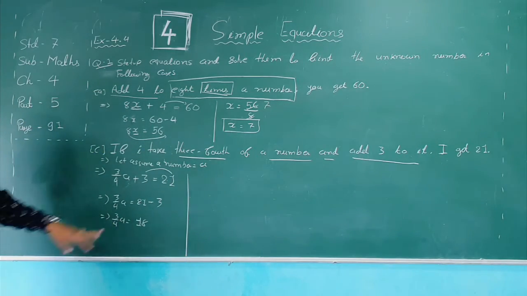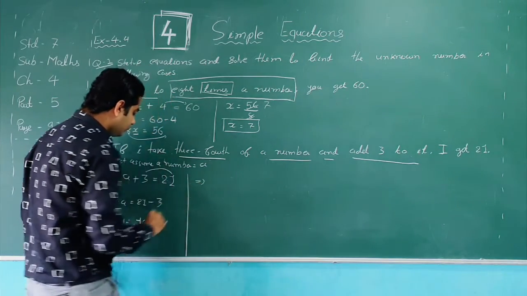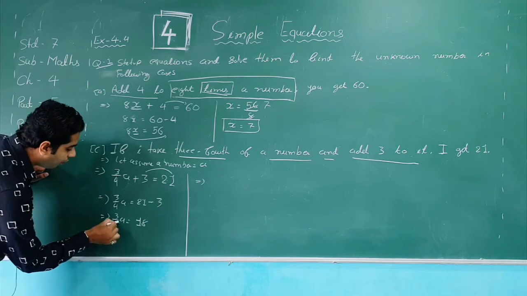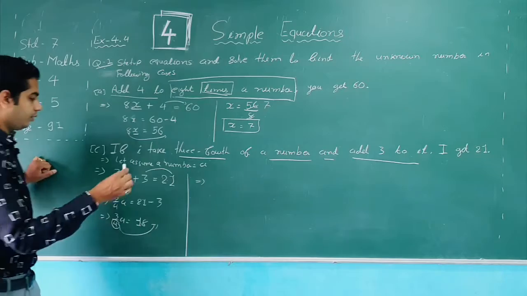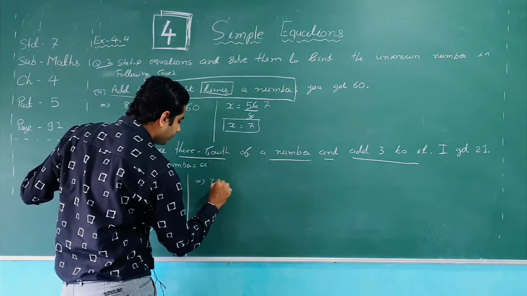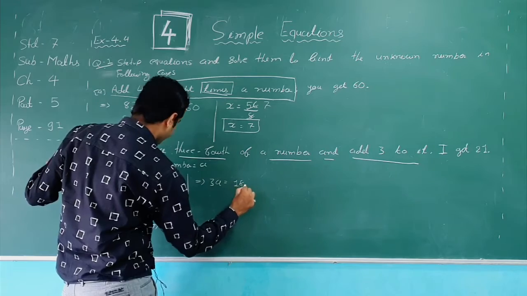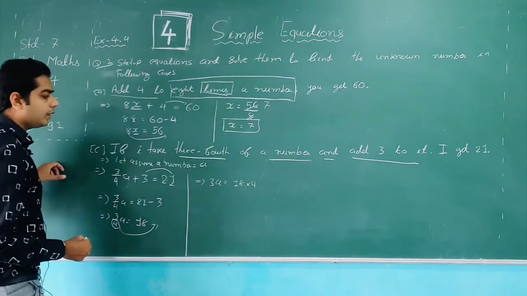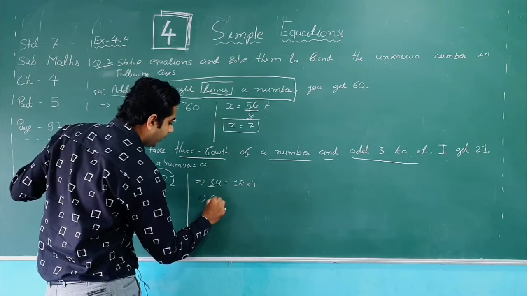3 by 4 a is equal to 18. Now here, first of all I take 4, it is in denominator, so I will take it on the other side, where it goes in numerator. So now the equation becomes 3a is equal to what? 18 multiplied by 4. Now still I have 3, I have to separate the variable. So a is equal to what?